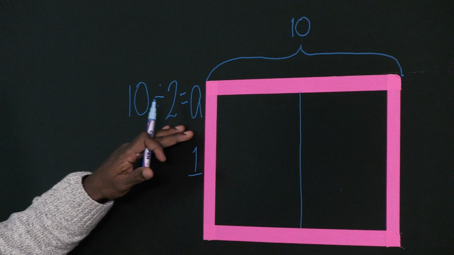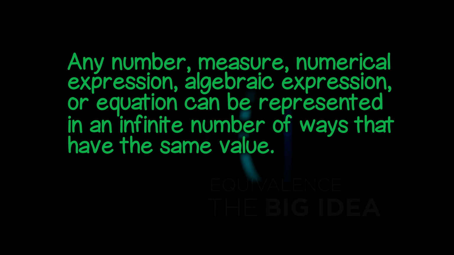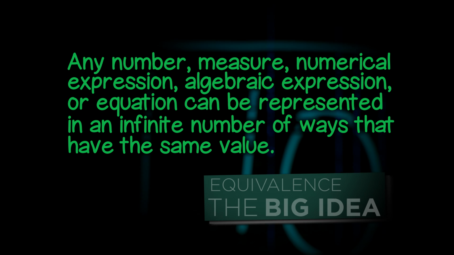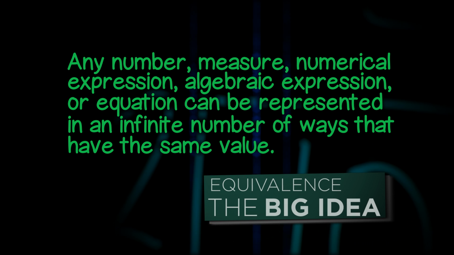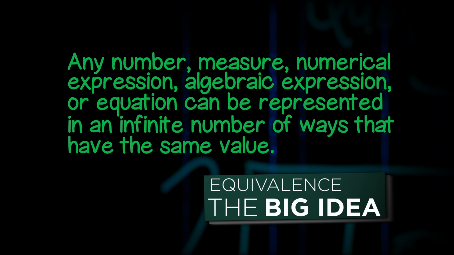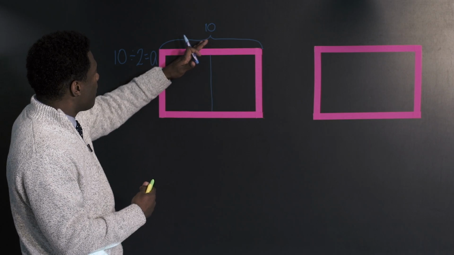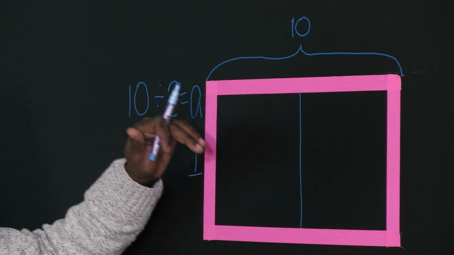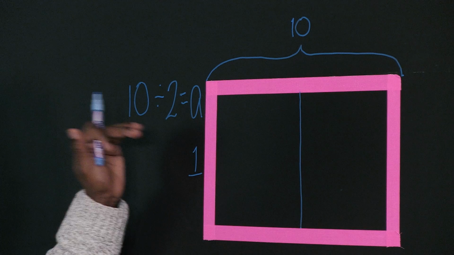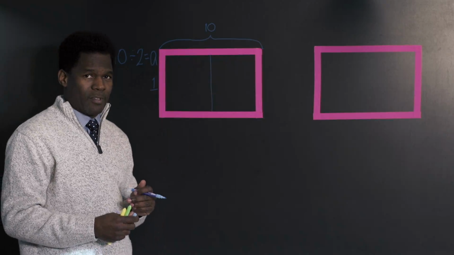So in alignment with our big idea centered on equivalence, we can see that we can solve this problem using number, but as equivalence tells us, we use multiple understandings of mathematics. So the student can use measurement and they can use number to solve, and both will give you an equivalent answer, the same answer.